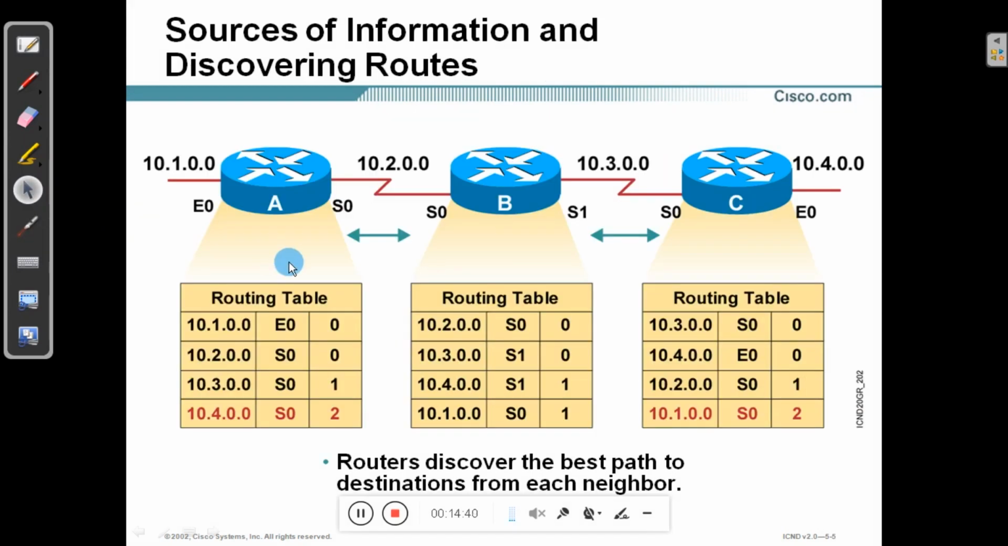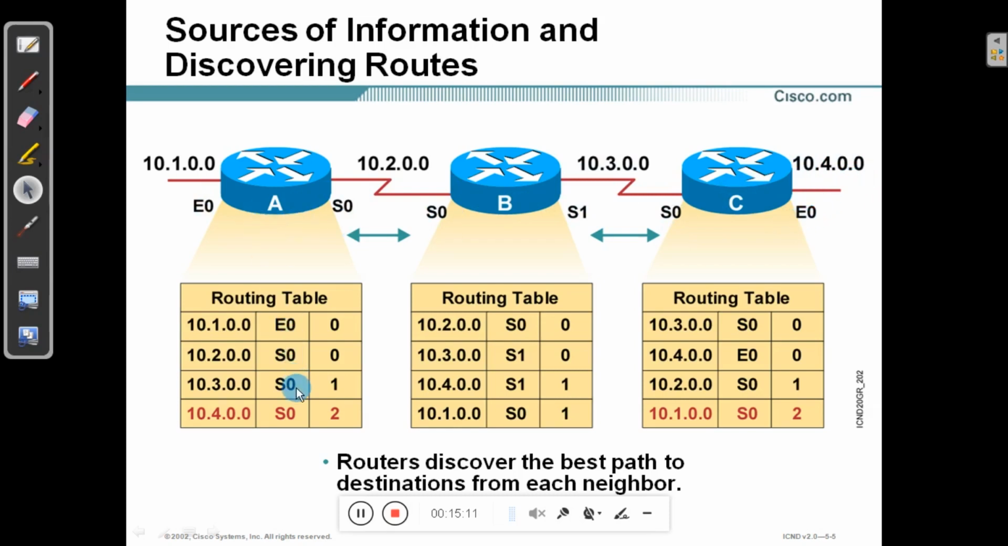So here you can see we have routers A, B, C with connected networks, and they are connected through various interfaces. For example, router A is connected to the 10.1.0.0 network by means of Ethernet E0. Router A is connected to router B by means of a serial interface. Router B is connected to router C by means of serial interfaces. Router C is connected to the 10.4.0.0 network by means of an Ethernet interface.